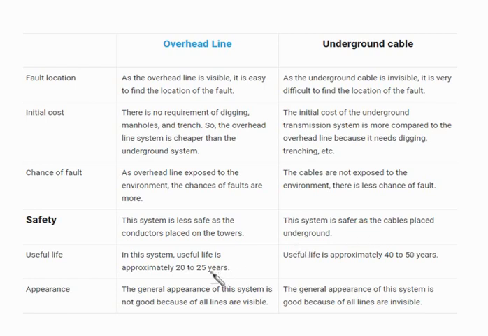The useful life for overhead lines is 20 to 25 years. For underground, it is 40 to 50 years. The general appearance will not be good in case of an overhead line, and in case of underground, as you all know, it is not visible, so the general appearance will be better.